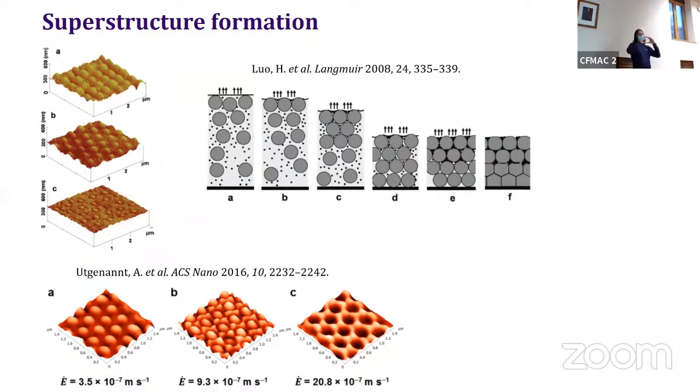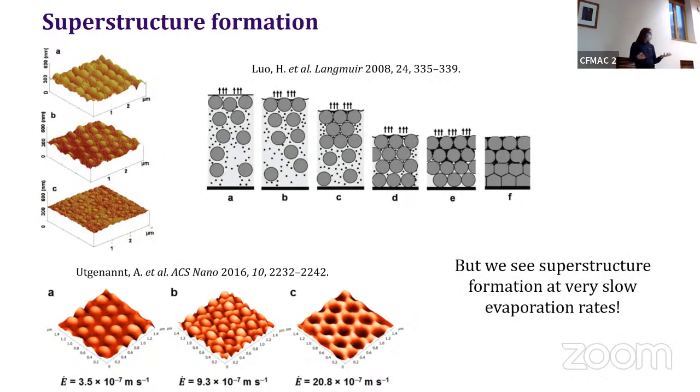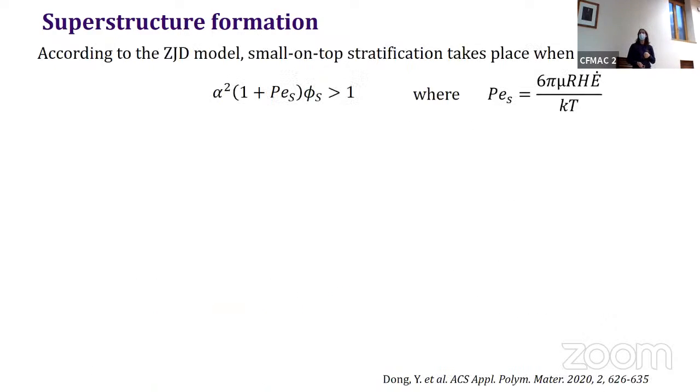So they're thinking that they have large particles at the top, and the small particles are going through the holes and going up and forming that structure. But that cannot really happen at really slow evaporation rates, where the flow is not strong enough. So we said, well, what's going on here? We tried to explain why we see those structures at really slow evaporation rates. There is a model in the literature which can predict whether this segregation of the small and large particles during drying will happen.